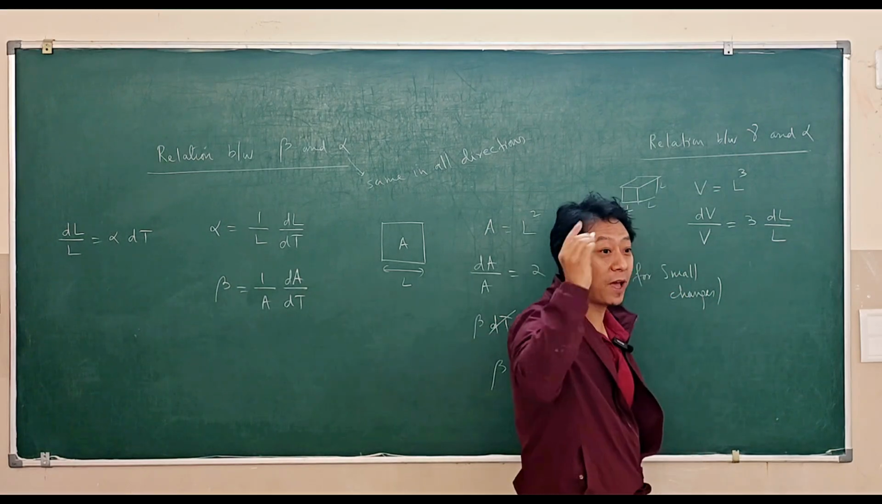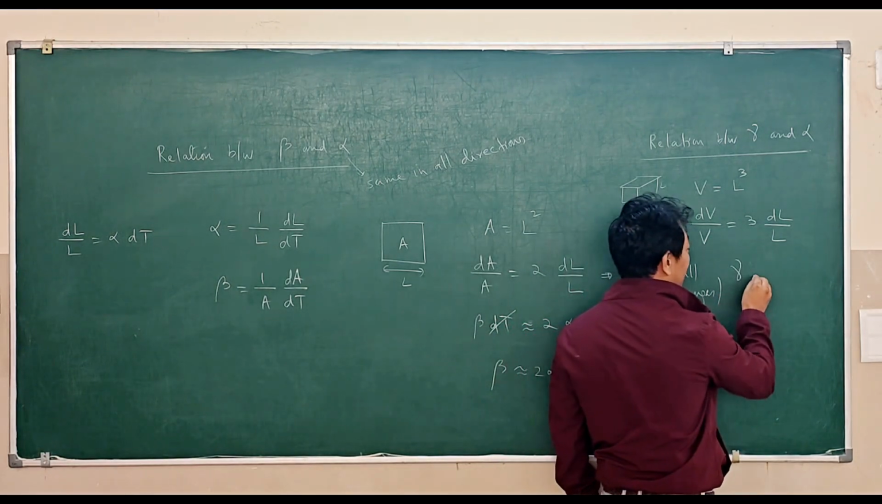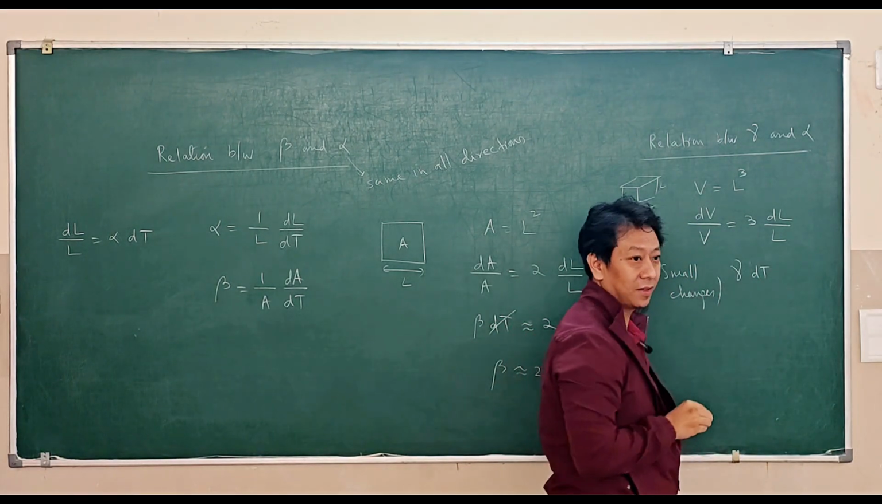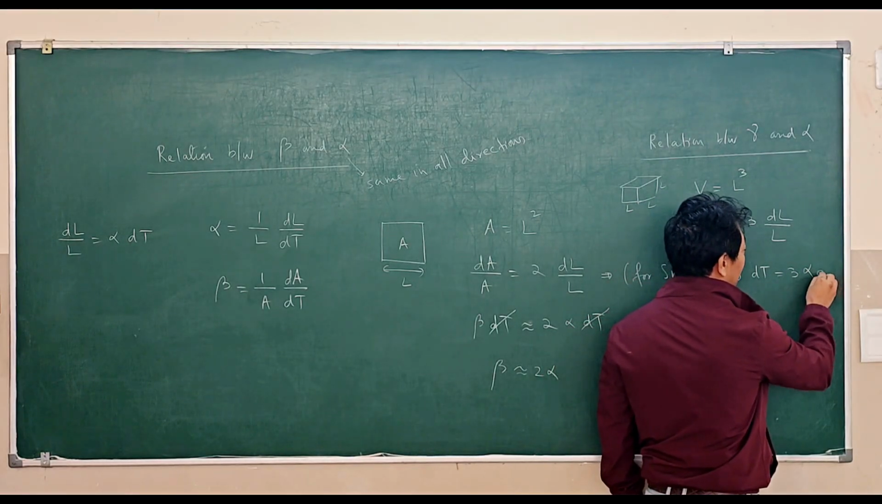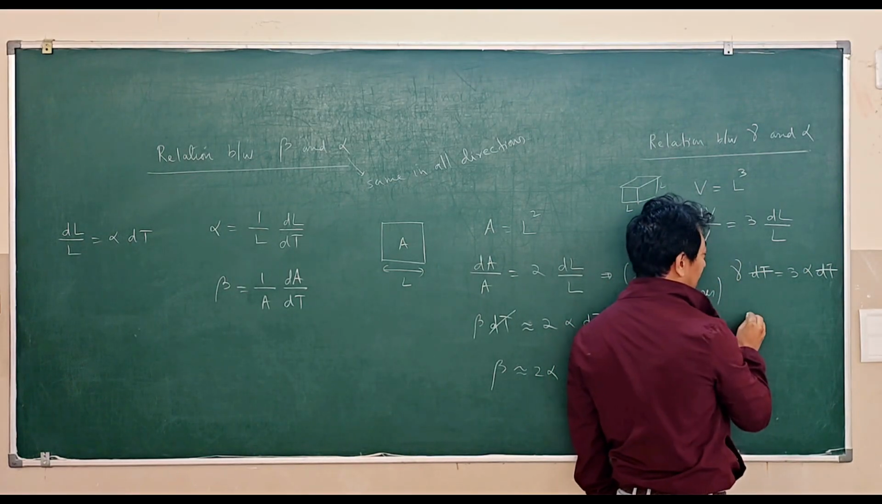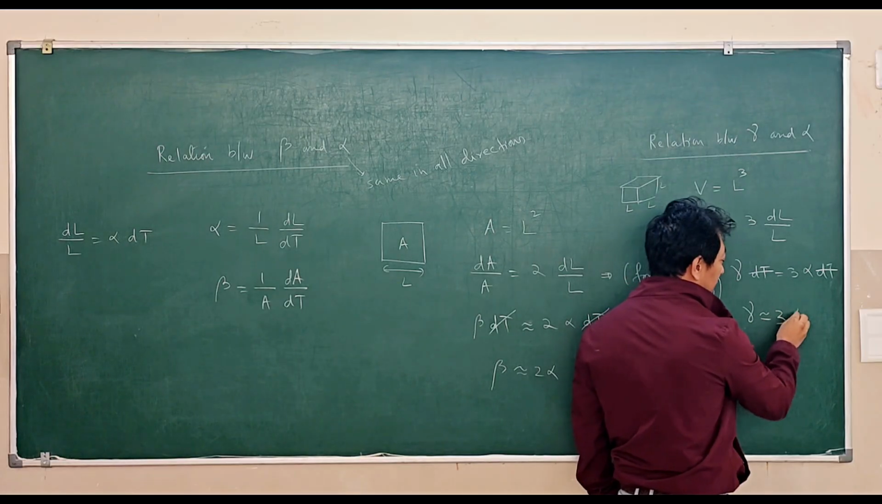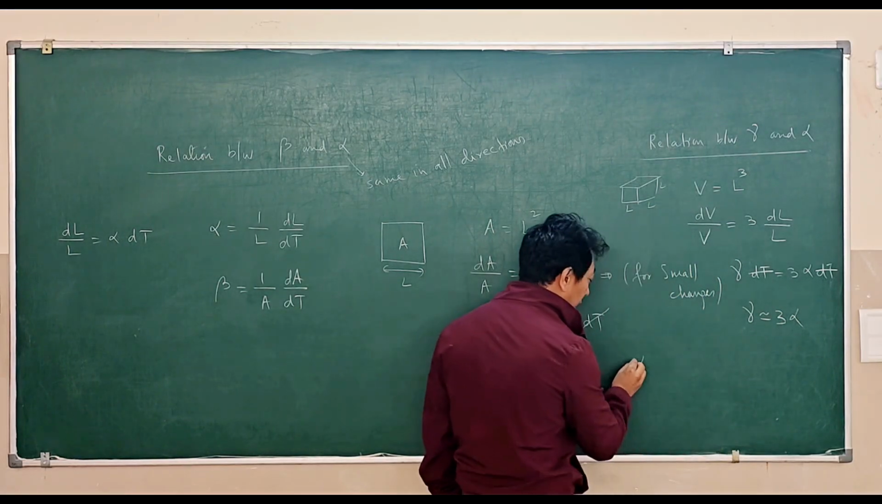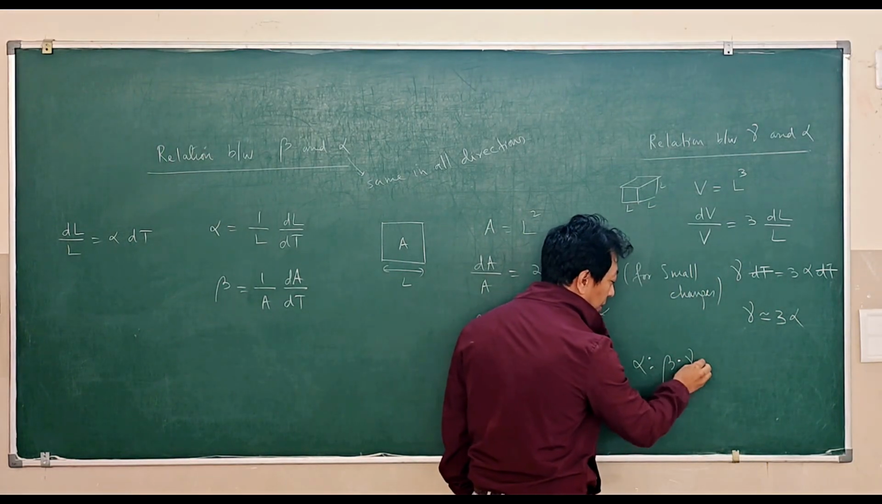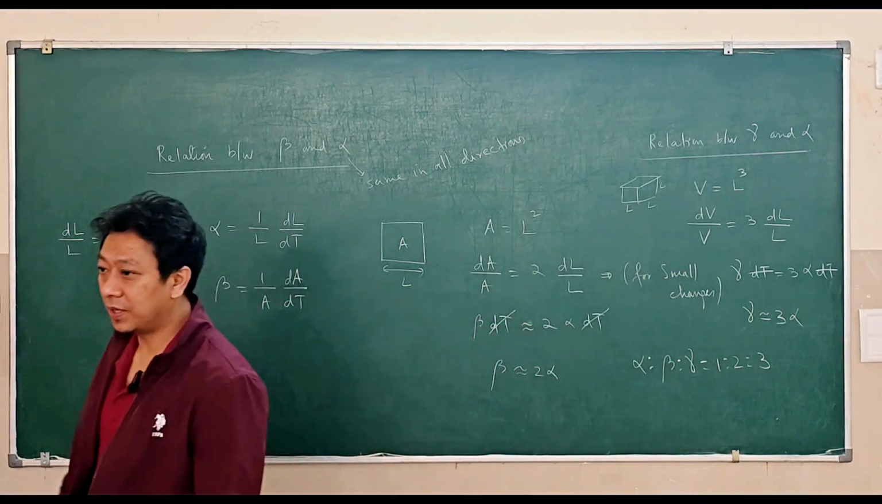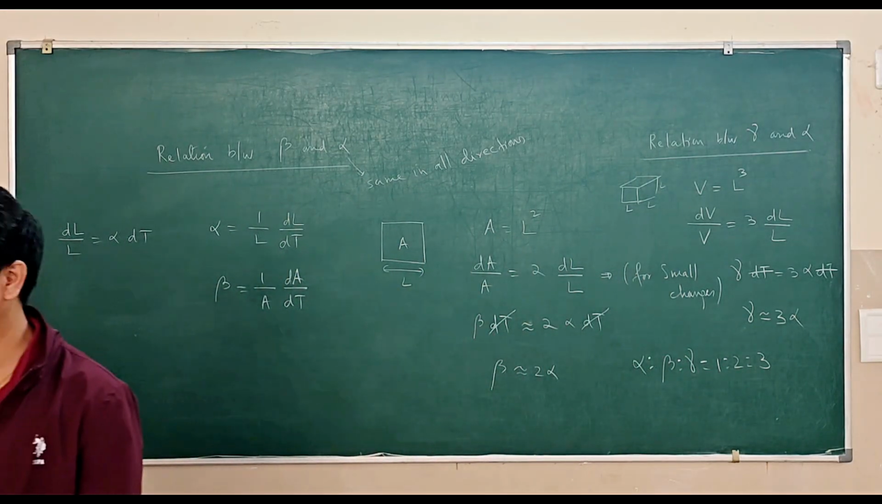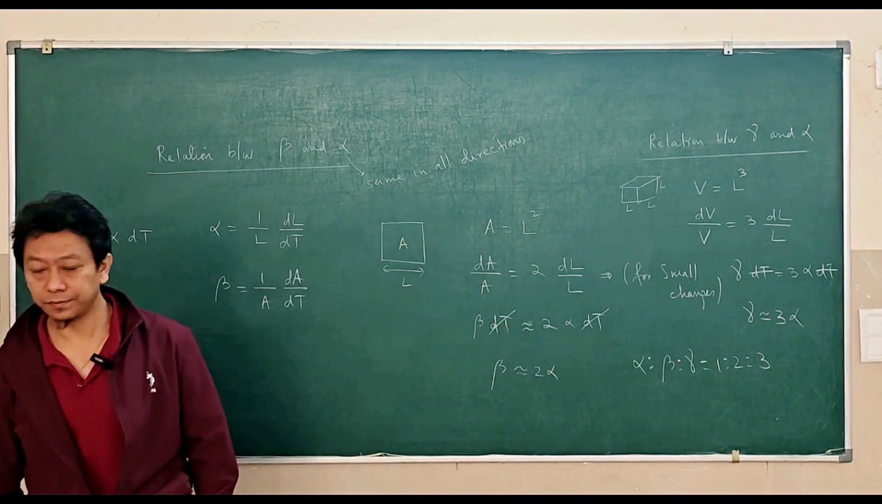Now what was dV by V? Think gamma into dt. And dl by L, alpha dt. dt cancels. So gamma is approximately 3 alpha. So what's the ratio of alpha to beta to gamma? 1 is to 2 is to 3. So beta by gamma will be what? 2 by 3. Beta by gamma.